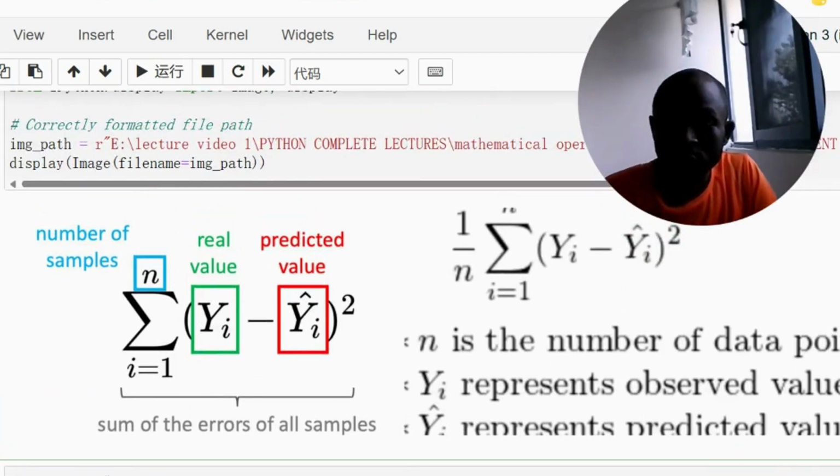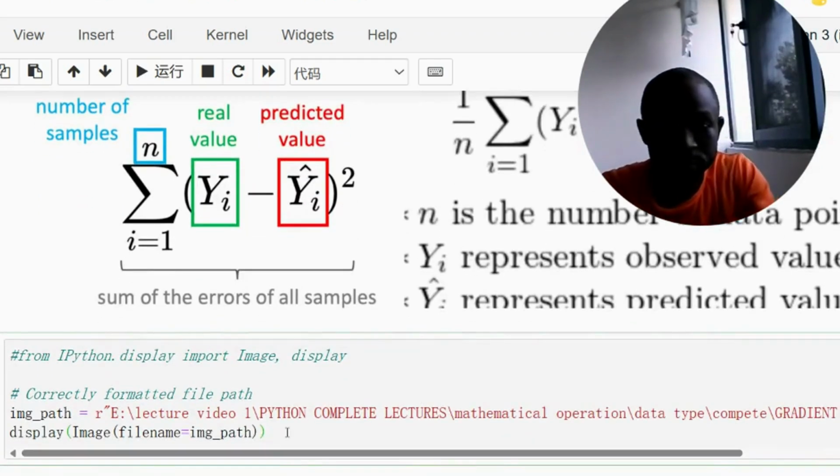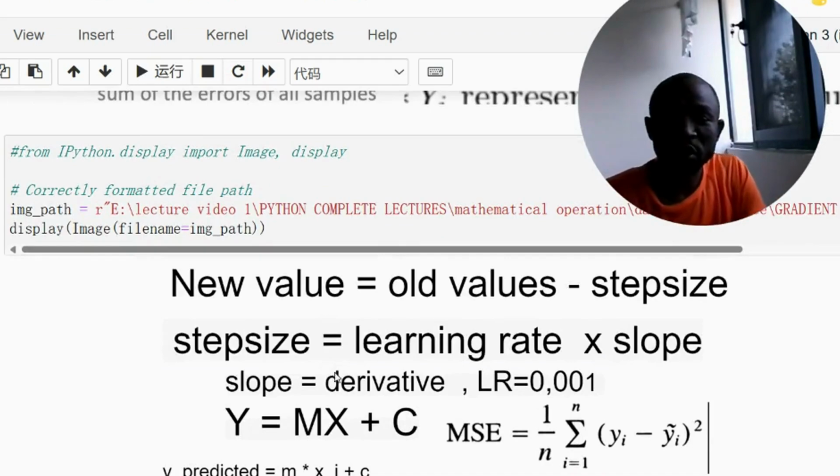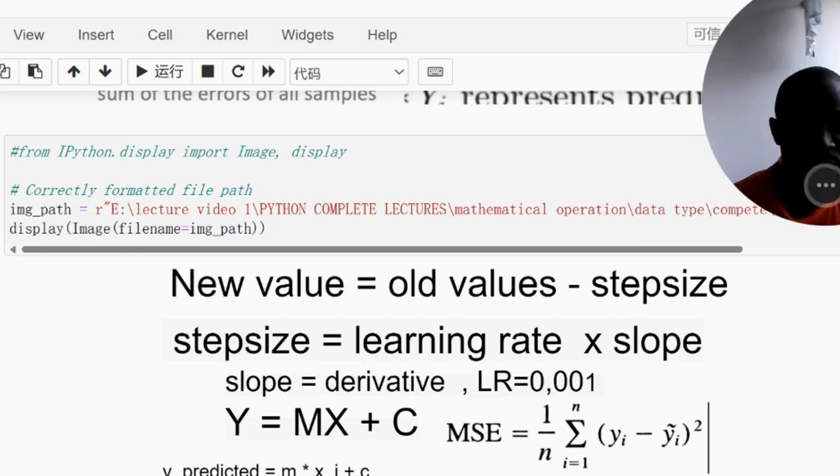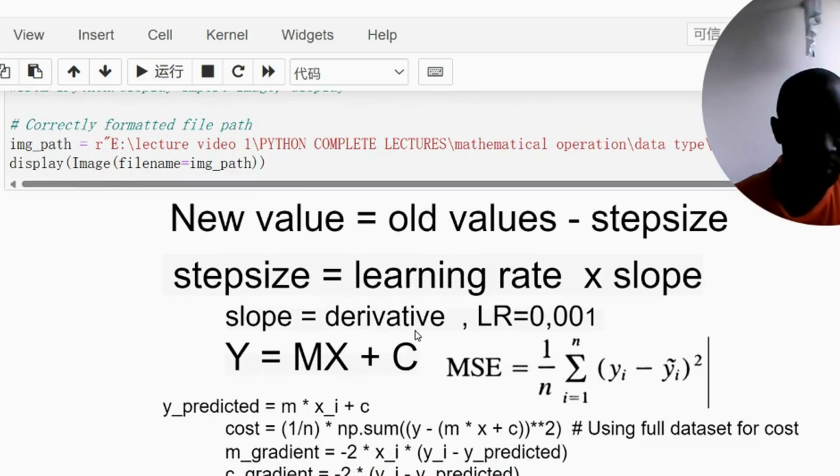For more explanation, I have written this code. Now this code gives us our various values. I call this: new value equals old value minus the step size. And the step size is the learning rate multiplied by the slope. The slope can be the gradient, the slope is the derivative. Learning rate, we can put our learning rate to be 0.001. That's always like a standard, but at this point you will see that we can reduce the learning rate more and we can increase it more.